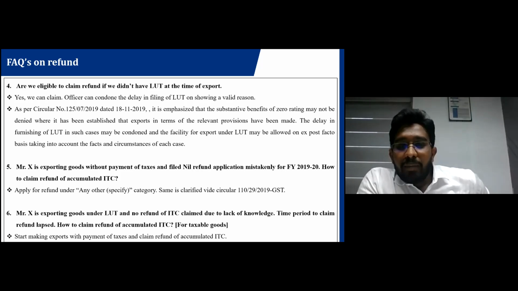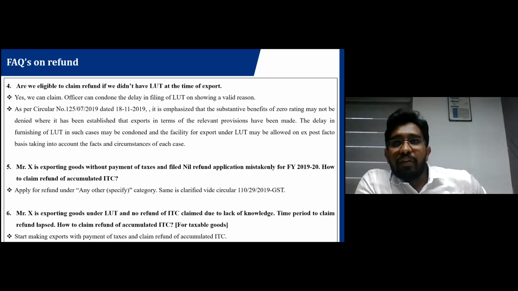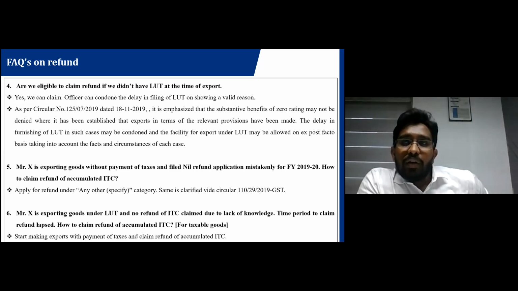If you have exported goods till now under LUT, and if you file refund application under export without payment category, refund officer will reject the application by saying that it is time barred. You should file refund application within 2 years from the relevant date. In that case, what should I do? Simply, if you are dealing with taxable goods, start exporting under with payment category and claim refund of total accumulated ITC. There would be no issue.